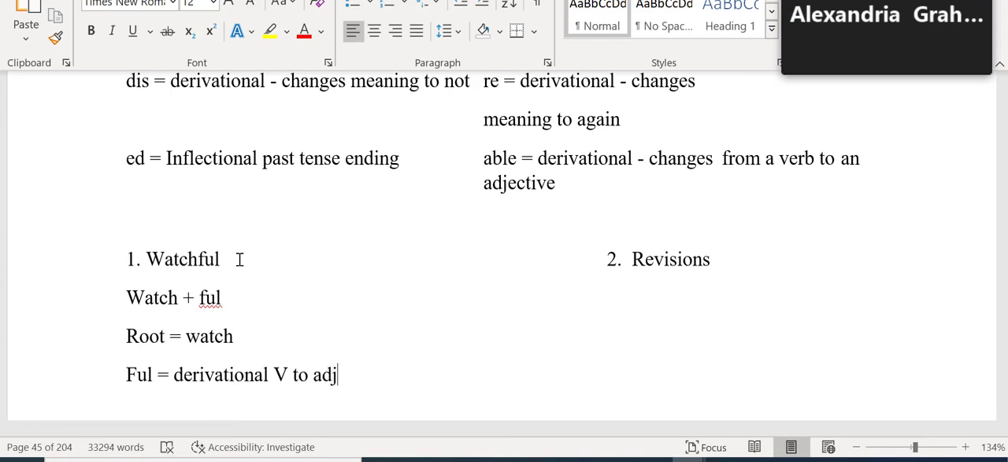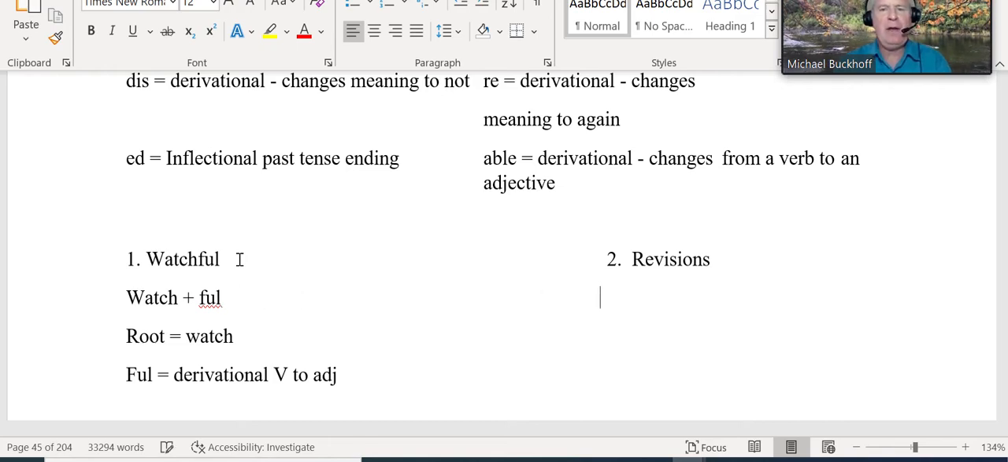Yeah, adjective. So in this case, you have watchful. Watchful is definitely an adjective. So in this case, we have watch plus full, root is watch, full is derivational, changing from a verb to an adjective. The meaning is not really affected here, but it is changing the lexical category.